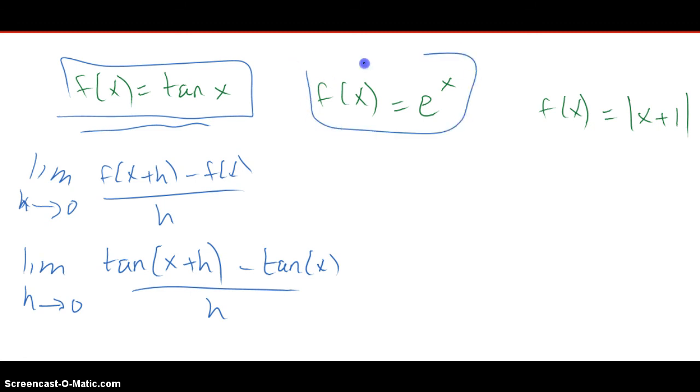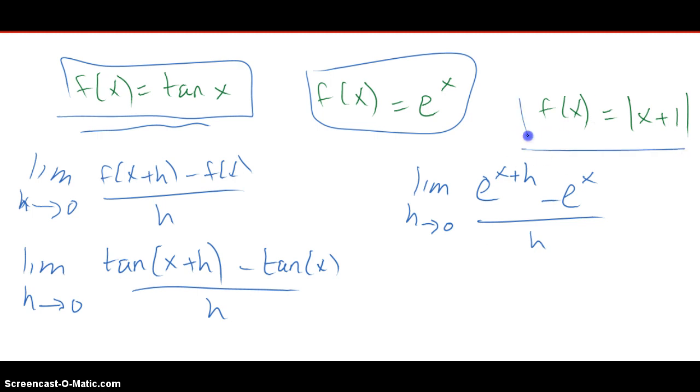So now let's do this one. Well, that's going to be the limit as h goes to 0 of e to the power x plus h minus e to the x all over h. I don't think I even need to finish this one here. It's pretty plain what you do in this question.